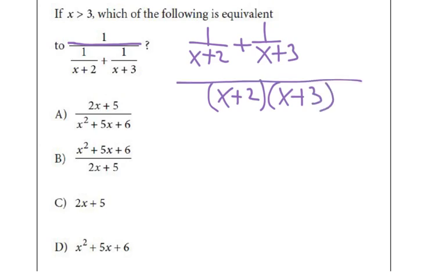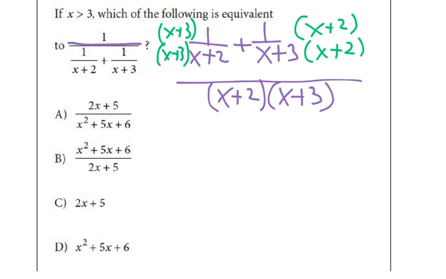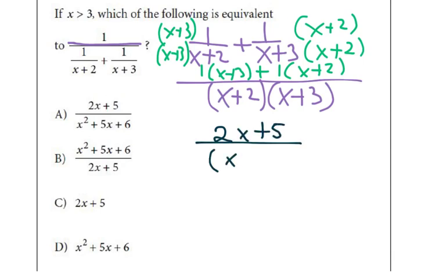Which means I need to multiply the first fraction by the missing factor of x plus 3 and the second fraction by the factor of x plus 2. So that will give me 1 times x plus 3 plus 1 times x plus 2. Then we're going to combine like terms in the numerator. So I'm going to have 2x plus 5 over x plus 2 and x plus 3.